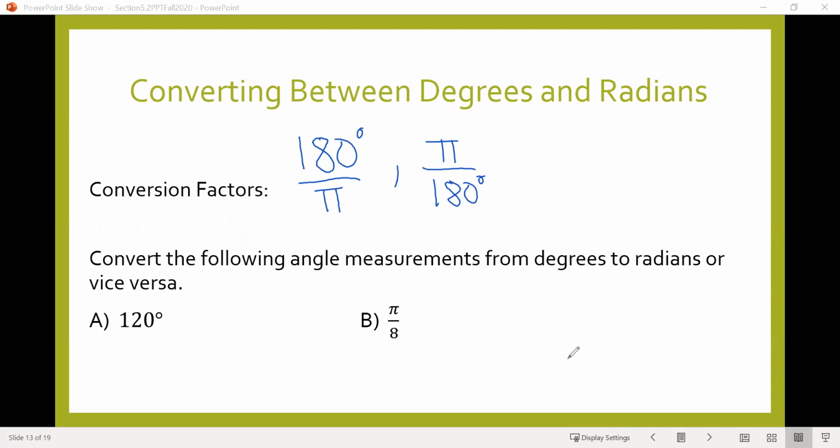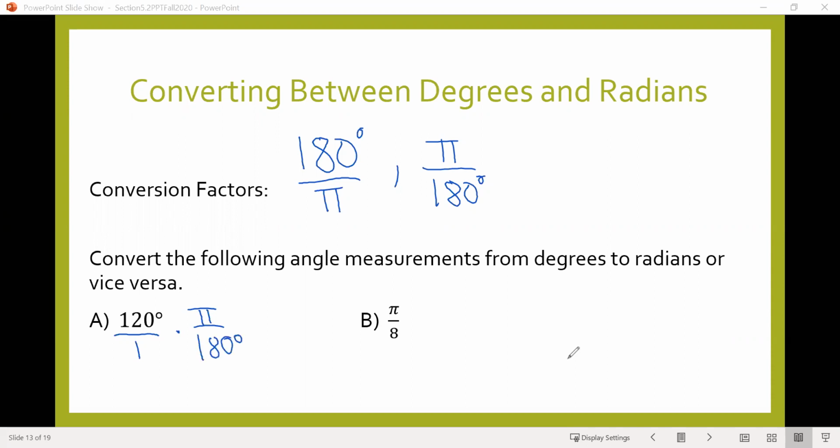First, given 120 degrees, since that's in degrees, we're going to convert to radians. I'm going to do this by first putting that 120 degrees over 1. And then I need to decide which of those two conversion factors from up above, the 180 degrees over pi or the pi over 180 degrees, I want to use. Since I'm trying to go from degrees to radians, I want to choose the one that's going to allow me to cancel out my degrees. And so in this case, I'm going to use the pi over 180 degrees.